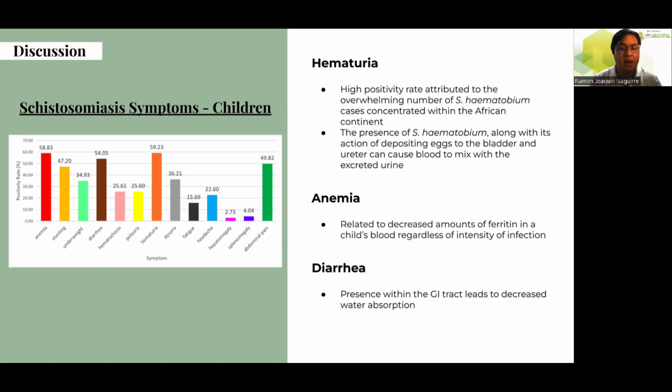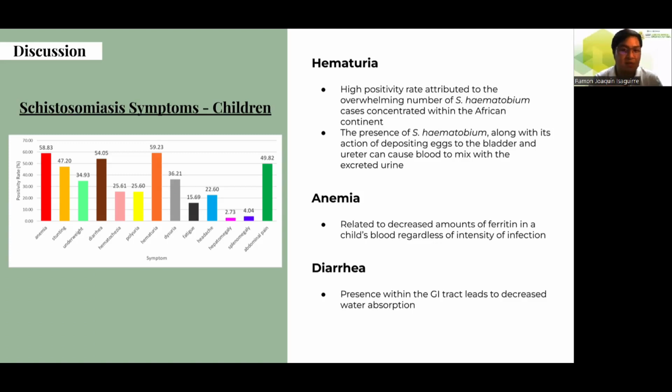Next slide. Now, the reason why hematuria achieved a high positivity rate is probably due to the high prevalence of Schistosoma haematobium cases that are concentrated within the African continent, with which their presence in the infected individual and their behavior of shedding eggs into the ureter and bladder would cause blood to mix into the urine that is to be excreted by the person.